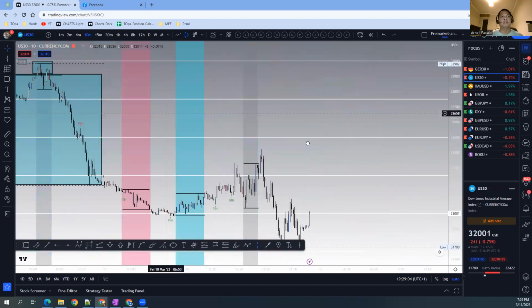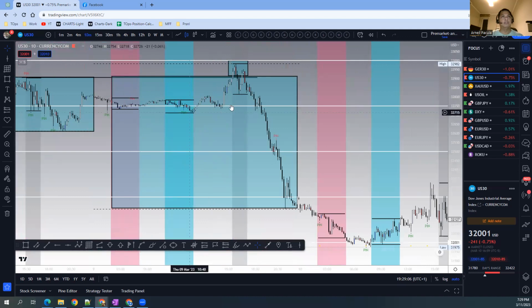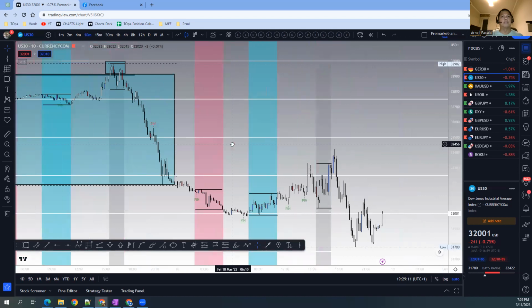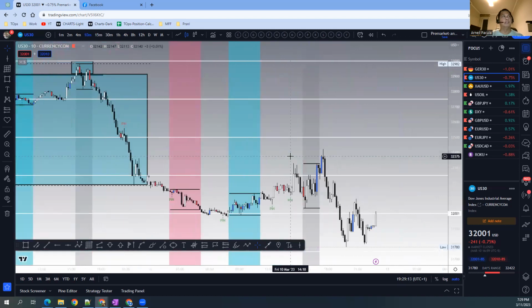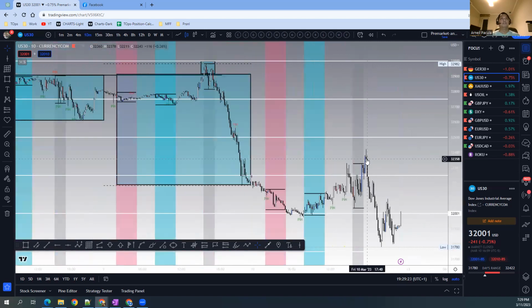So again, this is accumulation, manipulation, distribution. What about in the US30 in the Friday price action? We have also here accumulation, manipulation, and then distribution. So you can see now how important it is to understand this accumulation, manipulation, distribution.